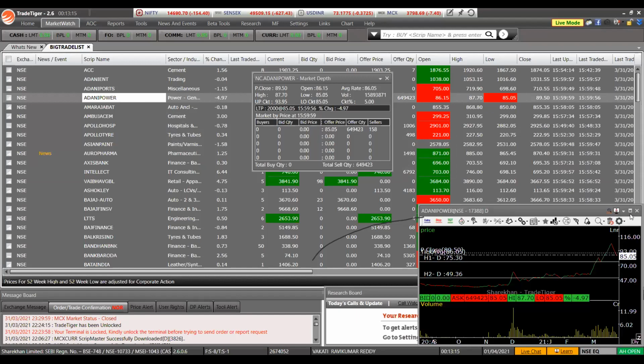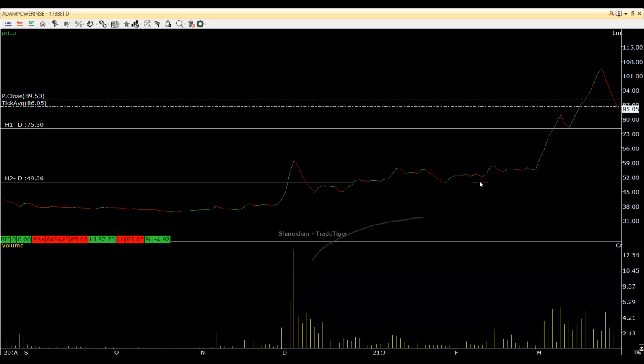If you go strictly by the theory, you would buy only here, when the slope is around 53. But that is not practical right now.